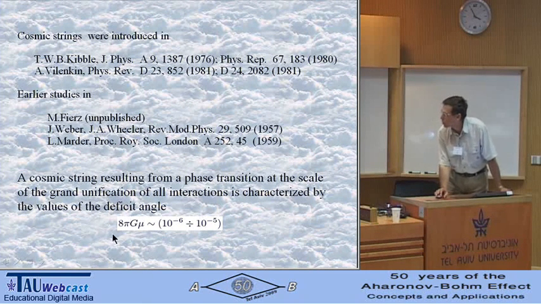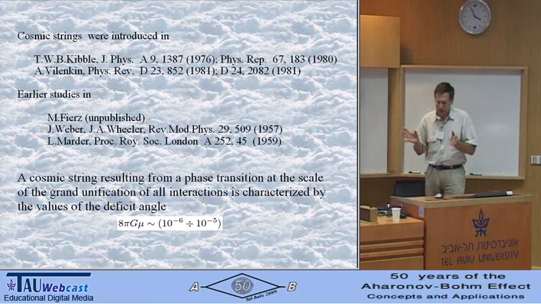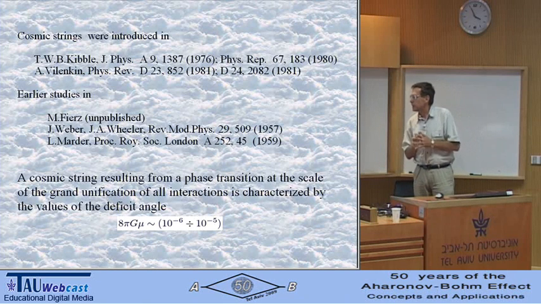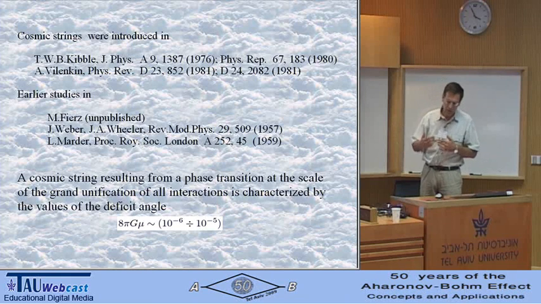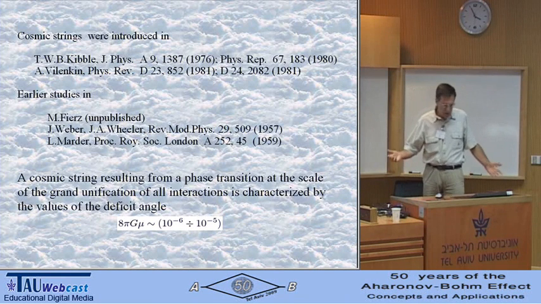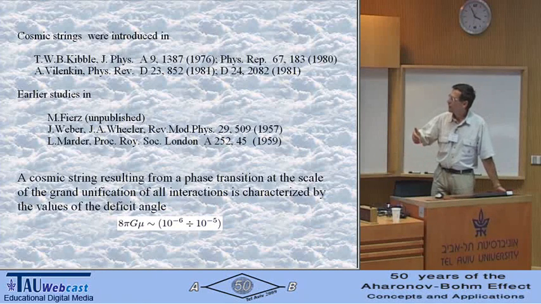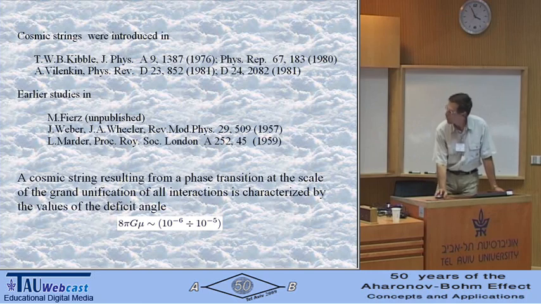Okay, so cosmic strings in cosmology are characterized by a very small deficit angle. You see this value, and cosmic strings may have very interesting consequences, among them the double image of the object which is directly behind this cosmic string. But we shall be interested in the effects of cosmic strings on quantum matter.